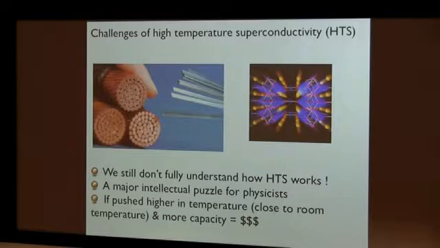We have no idea how these materials superconduct. Okay? This is a major intellectual challenge for physicists. This is one of the biggest problems out there for us to understand how this phenomenon takes place. And I'm going to hopefully take you through the story to show you where this field comes from and why it is such an interesting problem.